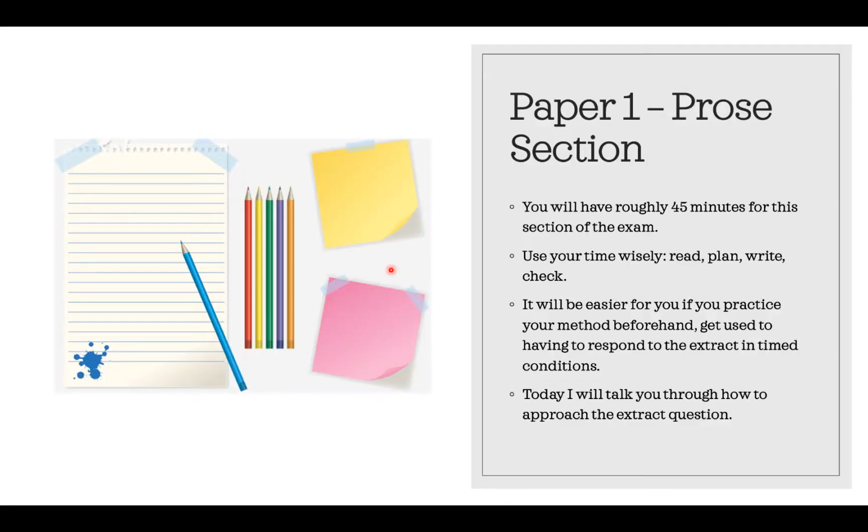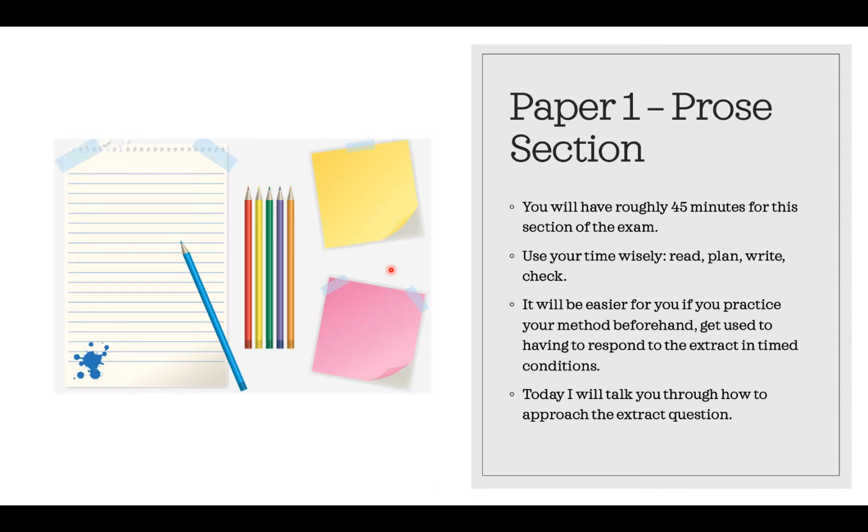So what do you need to know about this paper? It is a two-part paper. The first section will be your poetry and then the second section will be your novel. You've got roughly 45 minutes for this particular section of the exam, so you want to split your time evenly between the poetry and the prose.